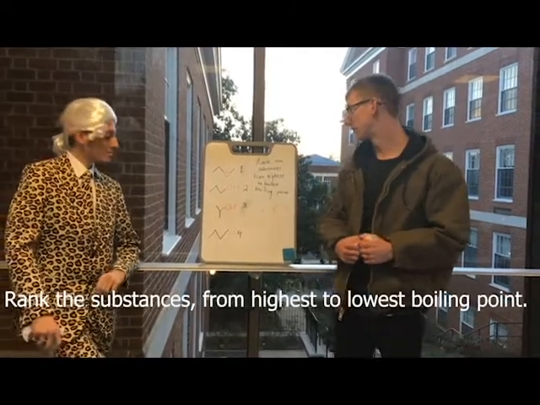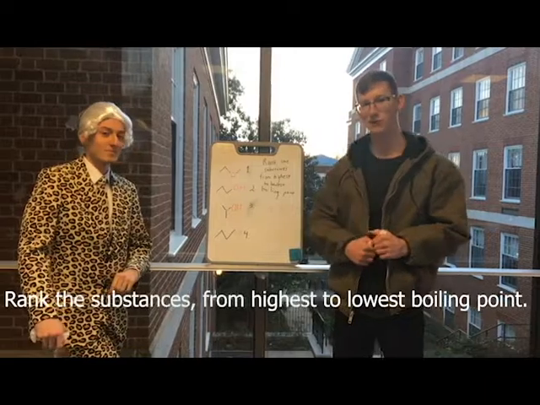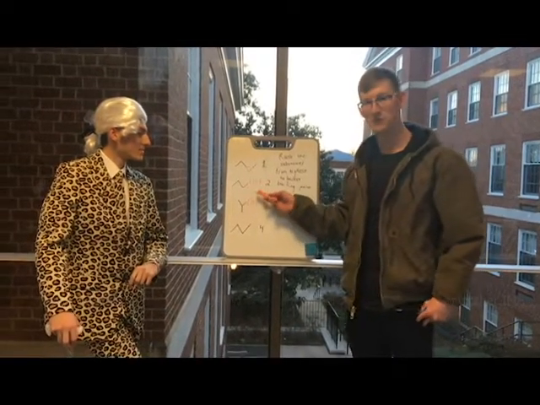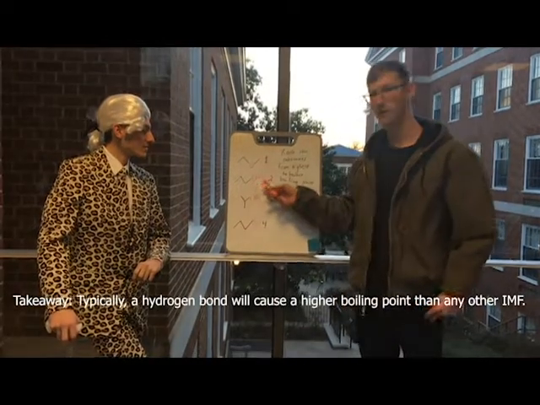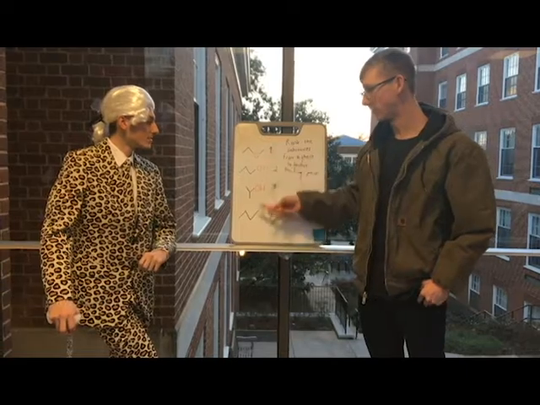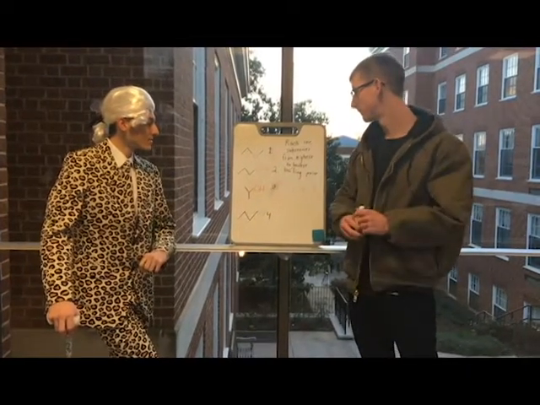So for this problem, we have ranked the substances from highest to lowest boiling point. For 2 and 3, these two both have hydrogen bonds, so these are automatically going to have a higher boiling point than 1 and 4. So I'm going to discuss 1 and 4.